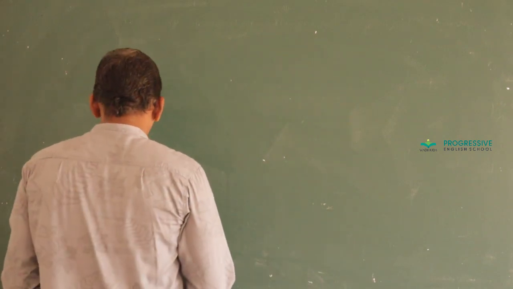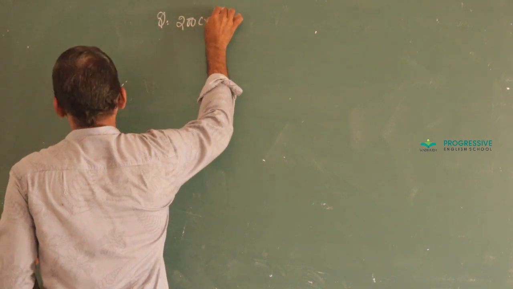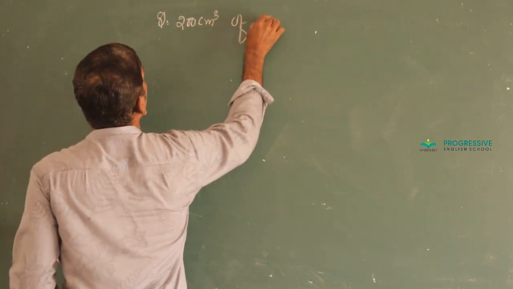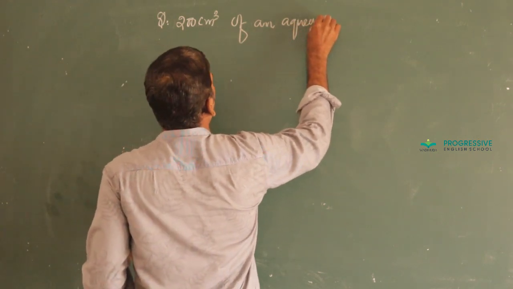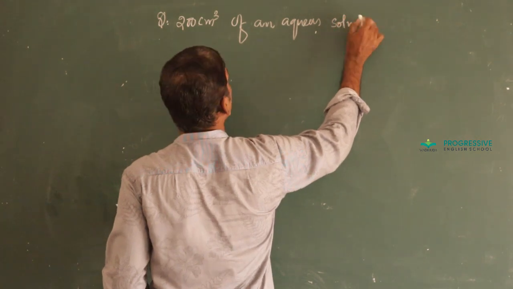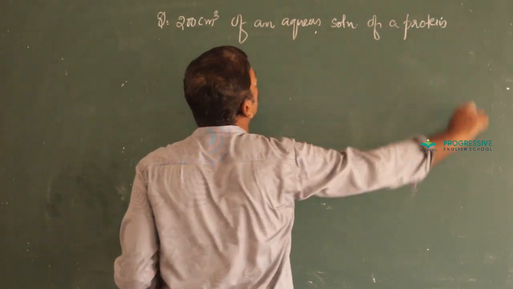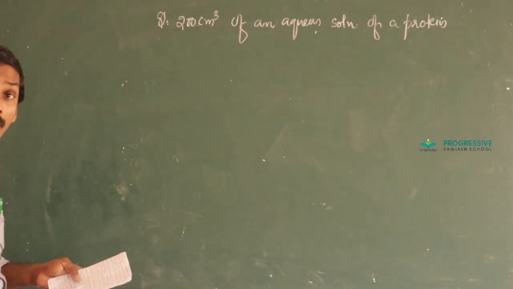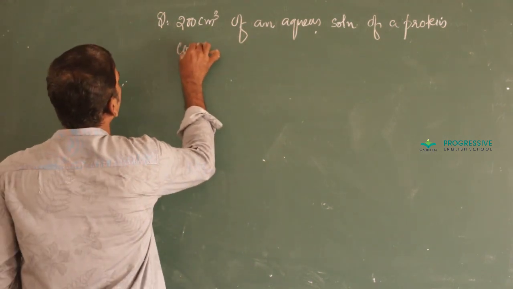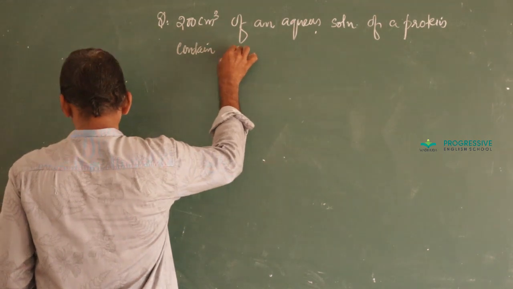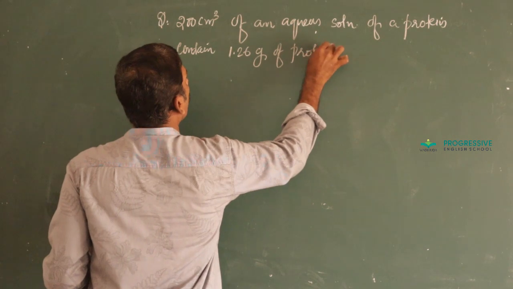Next question, 200 centimeter cube of aqueous solution of a protein. 200 centimeter cube or 200 ml of an aqueous solution of a protein contain 1.26 gram of protein.